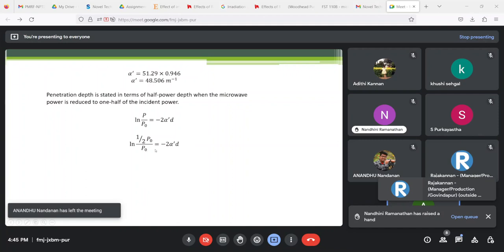So ln of half divided by minus 2 alpha will give you D. So ln of half comes out to be minus 0.693. Minus gets cancelled here. So you'll have 0.693 divided by 2 alpha dash is equal to D. Is this clear or is it still confusing?